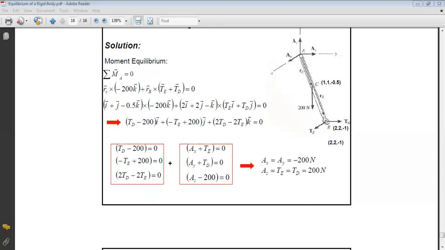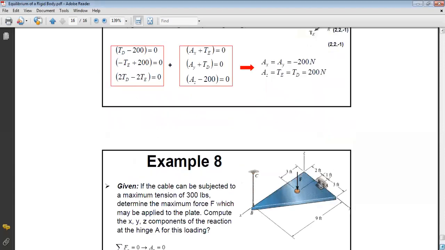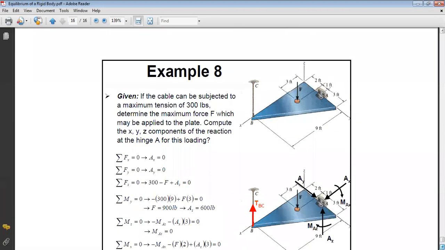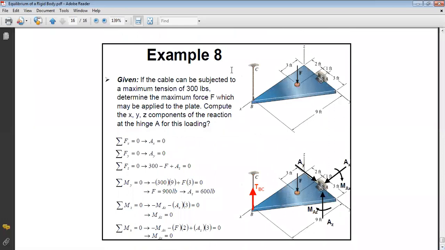Okay, so let us do the final problem. In this problem, the cable can be subjected to a maximum tension of 300 lb. Determine the maximum force which may be applied to the plate. Compute the XYZ components of the reaction at the hinge A for this load.